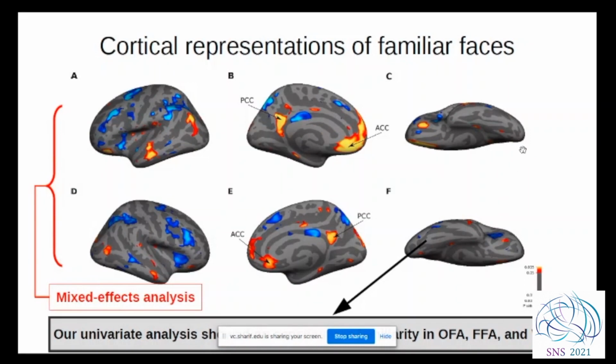We also didn't have any activations in V1 in back of the cortex, which is good. It shows that we didn't have low-level differences between our face categories. So V1 could not distinguish familiar from unfamiliar faces.